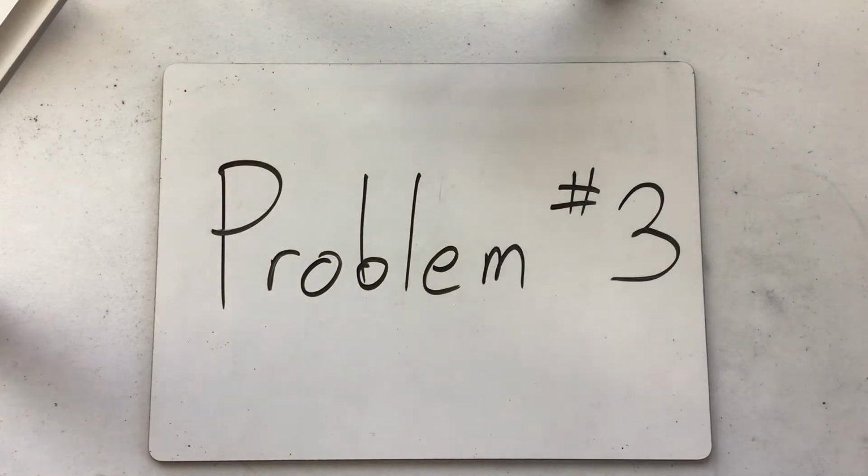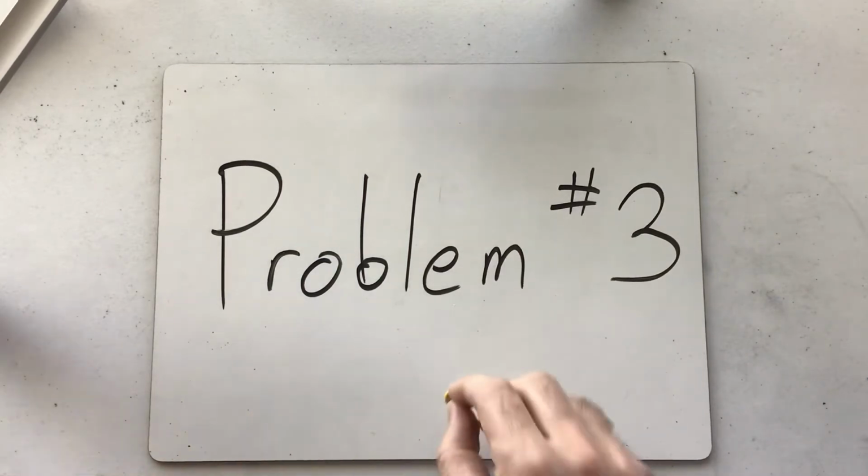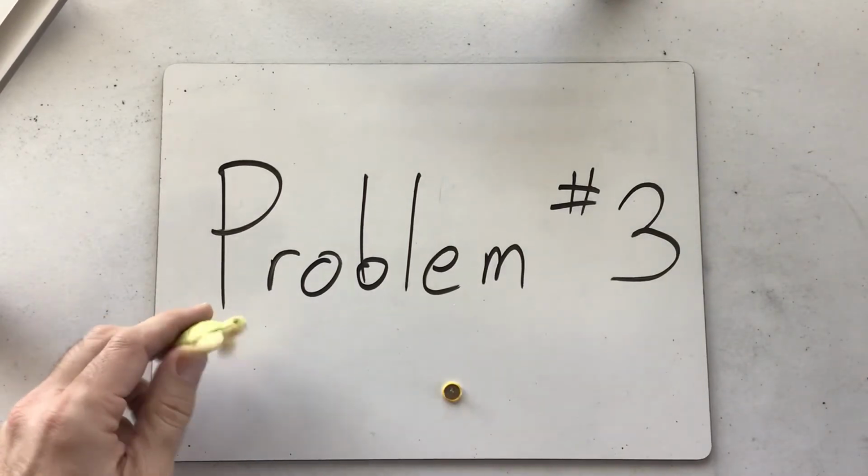For problem number 3, we're going to find some sort of object that has both an up and a down. I don't want you to pick a coin because I want you to pick something that is kind of irregularly shaped. So I have 2 options. Thumbtacks work really well. If you got a thumbtack, you can use it. I also found my kids had this turtle toy that works really well.